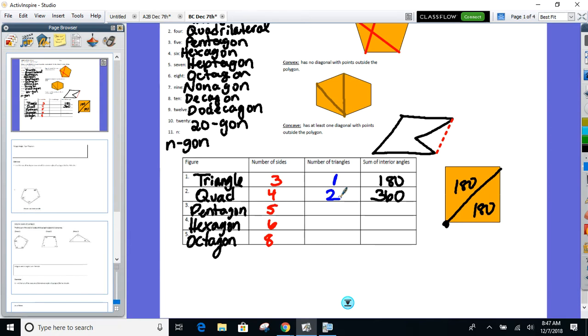And then see, once you fill in your chart, see if you can find a pattern. So if I give you now a 30-sided figure, you'd be able to find the sum of the interior angles using your pattern.